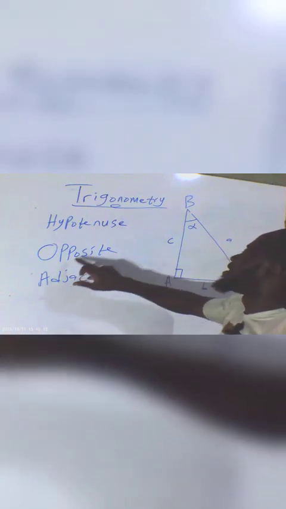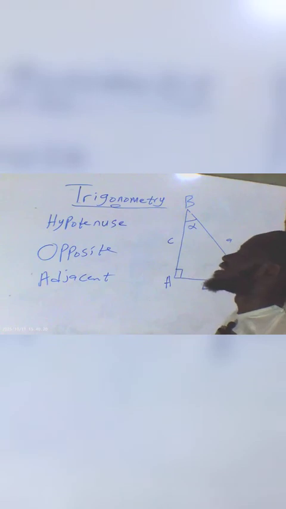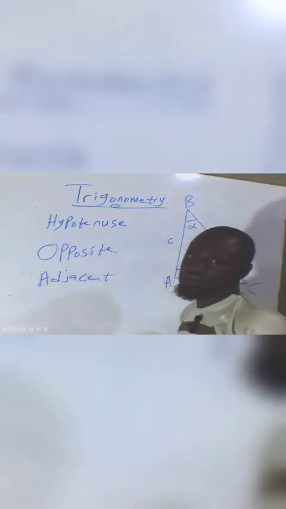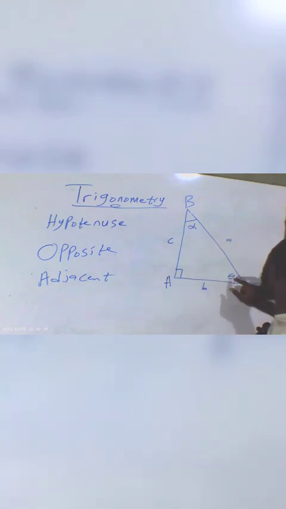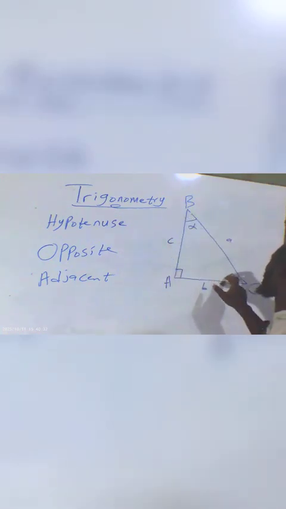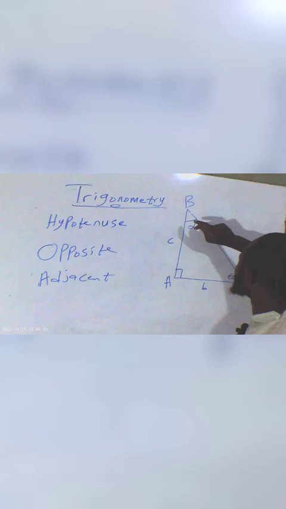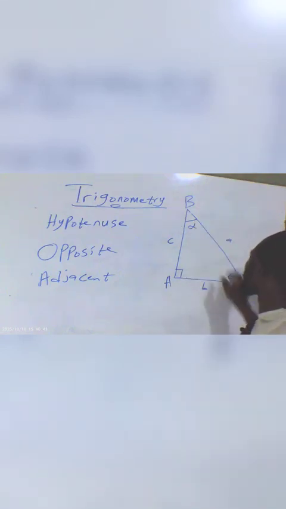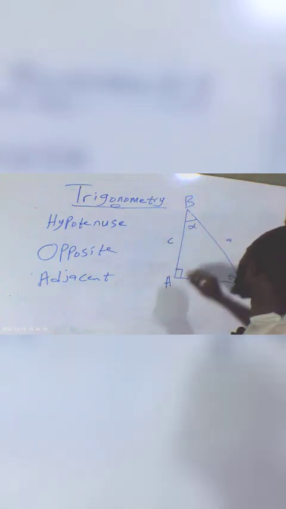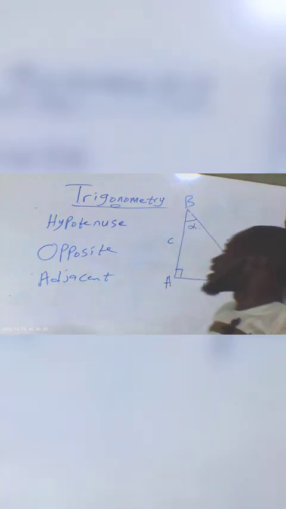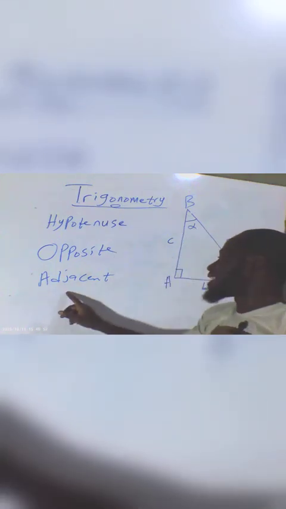The opposite is a side facing the angle that we want to use, or angle in consideration. If we want to use this angle theta, the line facing it is the opposite of this theta. If we want to use this alpha, the line facing it is the opposite of this alpha. Opposite. Then what is the adjacent?